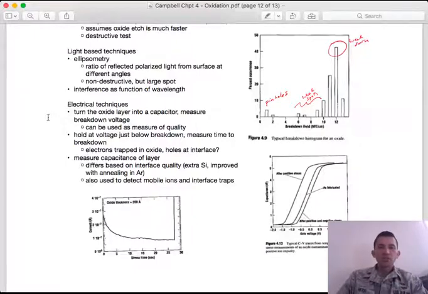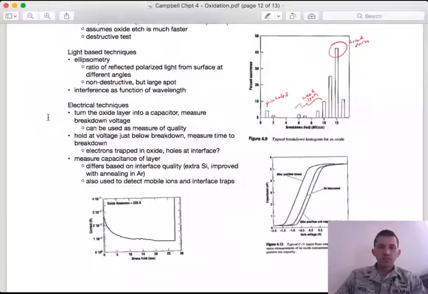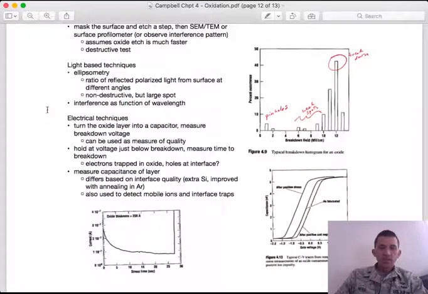You can also look at the interference as a function of wavelength, and in this case, what you have is light shined onto the surface normally, and you're going to get a reflection at the top of the oxide layer and at the bottom of the oxide layer. And what you see is interference of those two beams, and where you see interference maximum and minimum, right, the distance in wavelength between those tells you what the distance is between that top and the bottom interface.